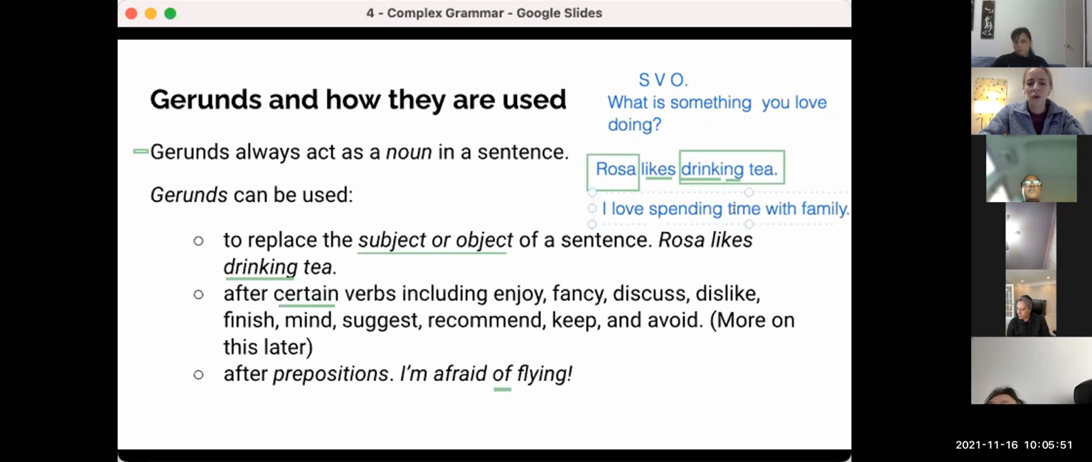So we can change drinking to anything. Rosa likes drinking tea. Rosa likes swimming. Rosa likes new clothes. Rosa likes iPhones. We can finish that sentence with any object. The object is a noun that receives the action of the verb. In this case, drinking tea is not the action, it's the activity of doing it.